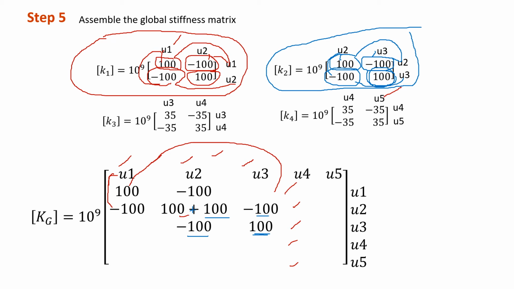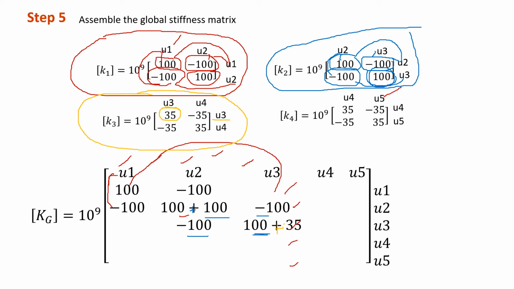Now let's move to element 3. Element 3 starts with U3, U3. Check U3, U3. Okay, from this table we should have some value here at U3, U3, around 35. So we have 35 here.